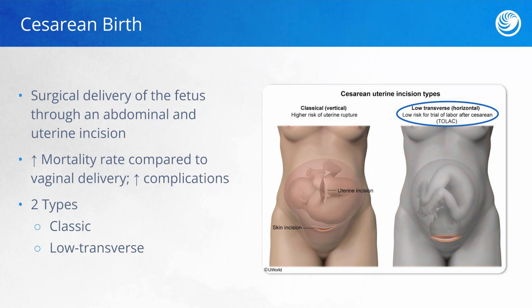Low transverse. Both the skin and the uterus have low horizontal incisions. The incision on the uterus is through the lower uterine segment. This type of incision has a low risk for trial of vaginal delivery after cesarean for a mother's future pregnancies.